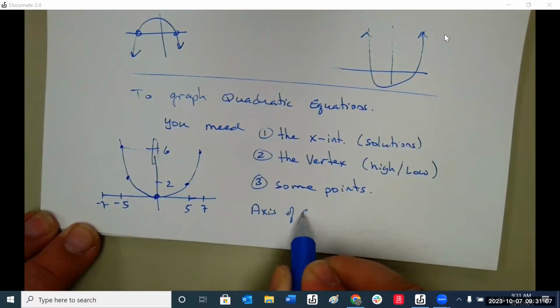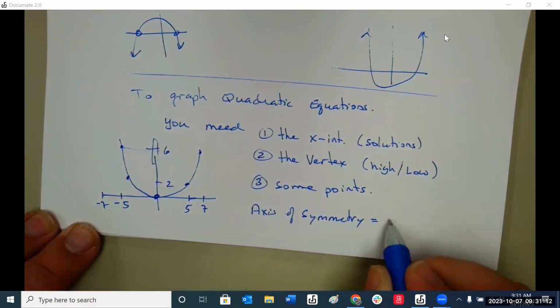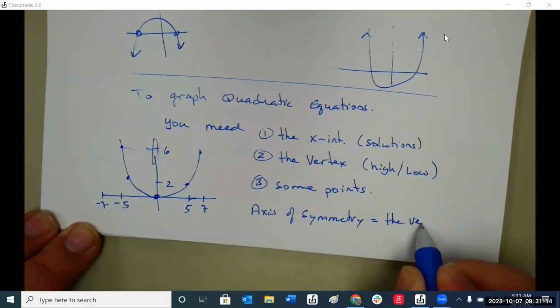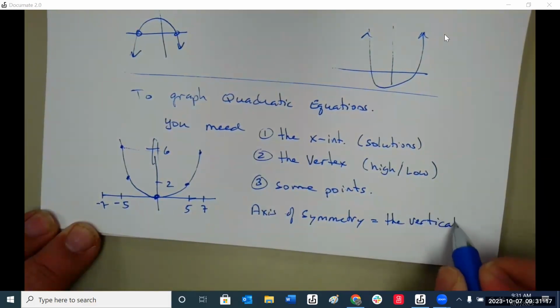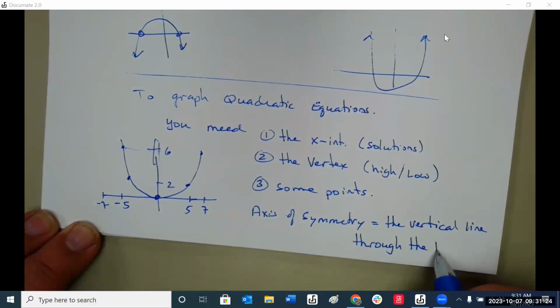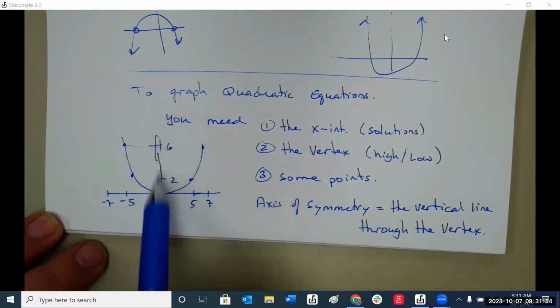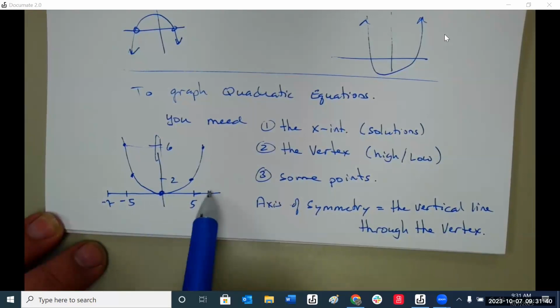The axis of symmetry is the vertical line through the vertex. So the vertical line through the vertex is called the axis of symmetry. From that point, in either direction, you have to have the same points.